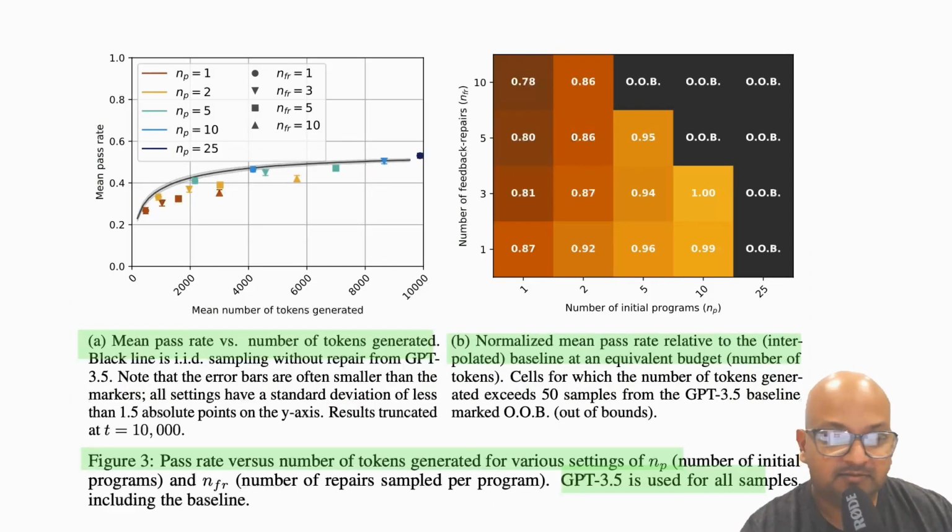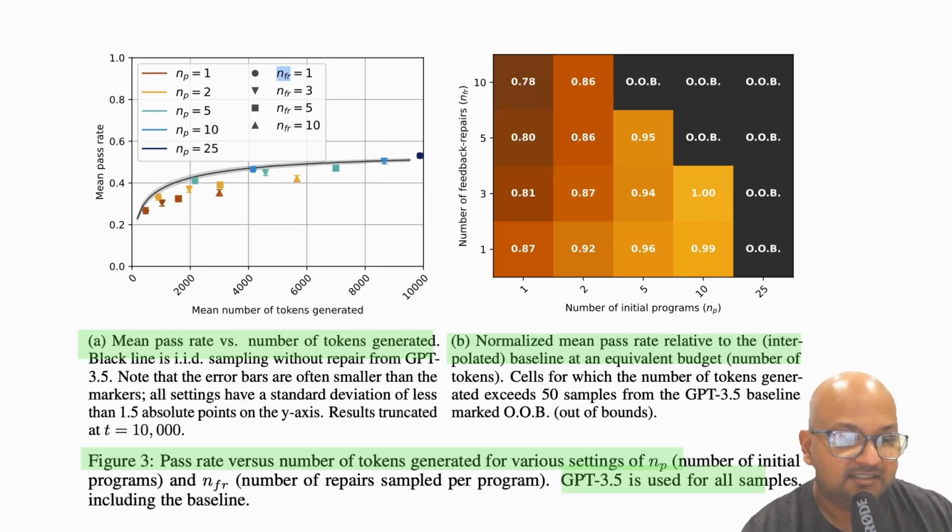Now in their first experiment, they're looking at GPT-3.5 and they're using it both as the code model and the feedback model. Now in this graph on the left, in the x-axis we have tokens generated from the model, and on the y-axis we have the pass rate. This black line over here is the baseline, which is the pass rate without any self-repair. And you can see that they have different values for N_p, which is the number of initial programs, and N_feedback, which is the number of repairs that you are sampling per program.